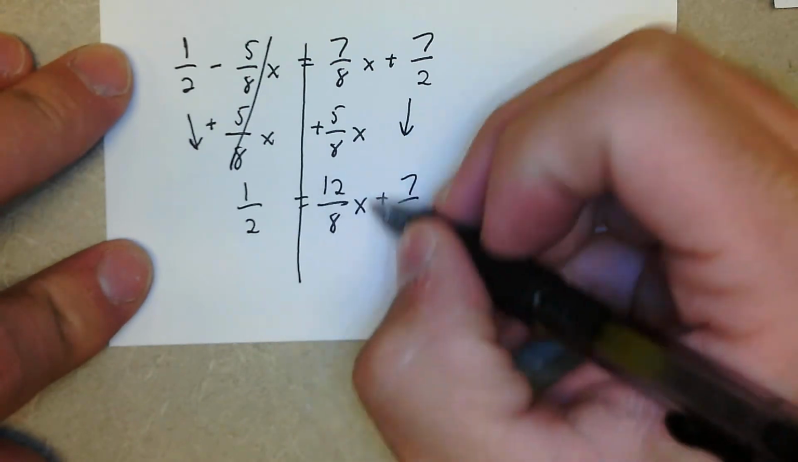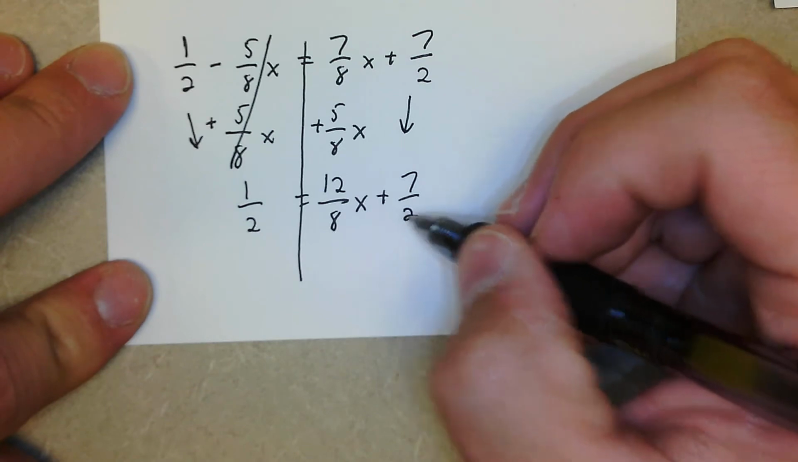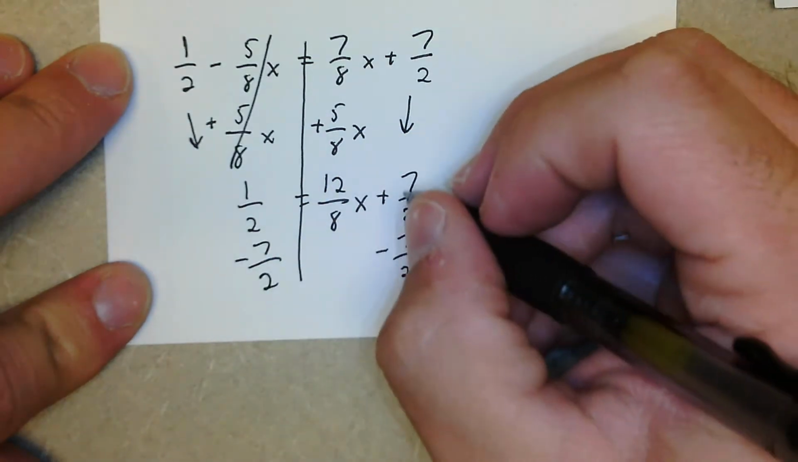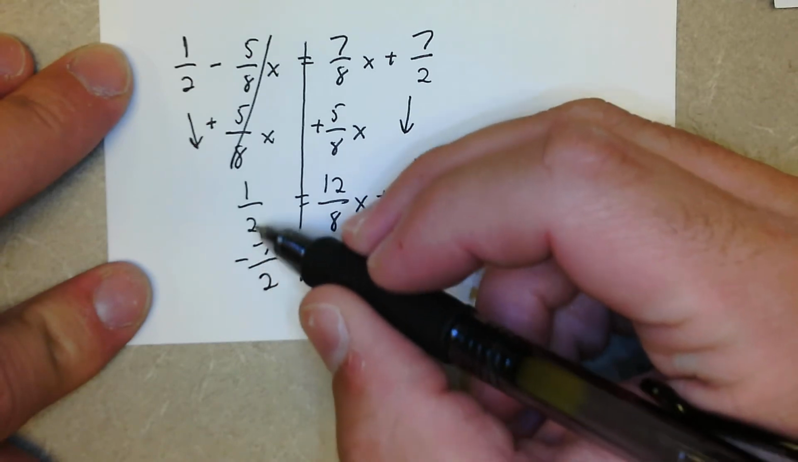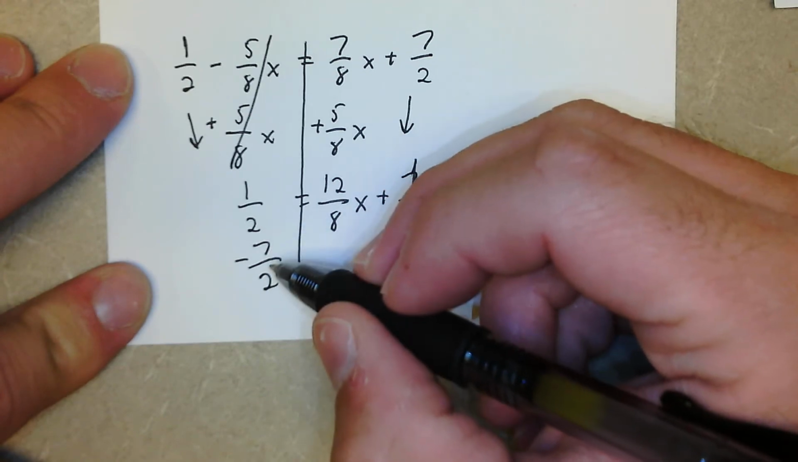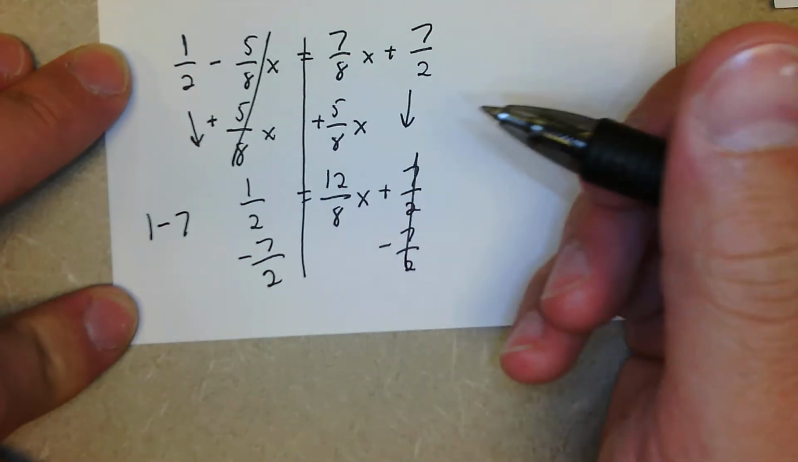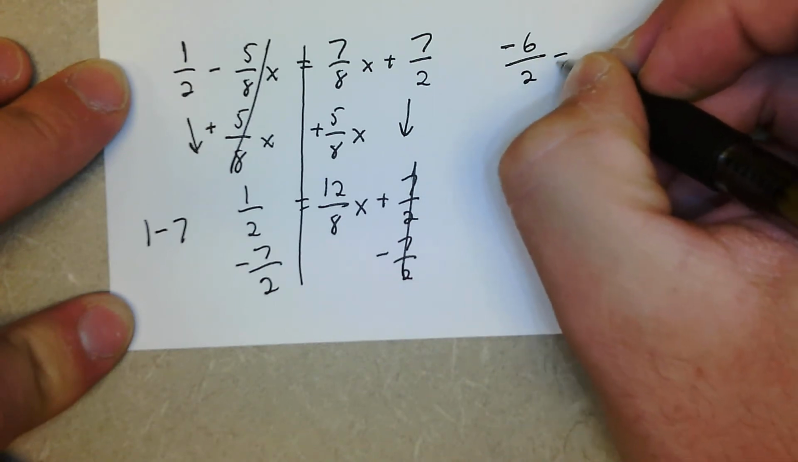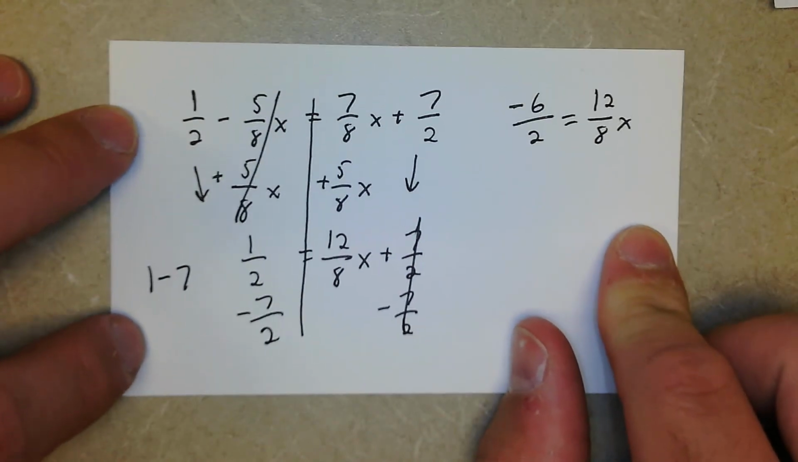Okay, now that I have my variable on one side, I have to move the constant. I'm going to get rid of the 7/2 by subtracting 7/2. What I do to one side, I have to do to the other. They'll cancel. And again, when I'm adding and subtracting fractions, they have to have the same common denominator. They both have the same denominator. Great. So we're just going to take 1 minus 7, which gives me negative 6. So I get negative 6 over 2 equals 12 over 8x. Y'all see that?